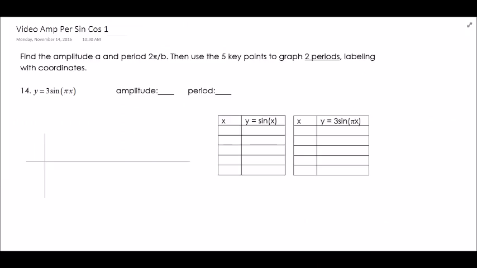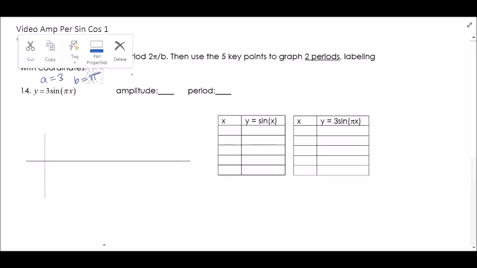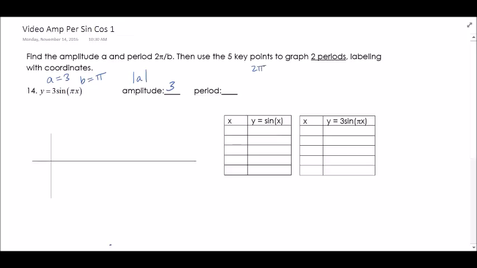This is problem number 14 from page 4 in packet 1, unit 4. First, I need to find the amplitude and the period. So in this equation, a equals 3 and b equals pi. Amplitude is the absolute value of a, which is 3, and the period is 2 pi divided by b, which in this case is 2.